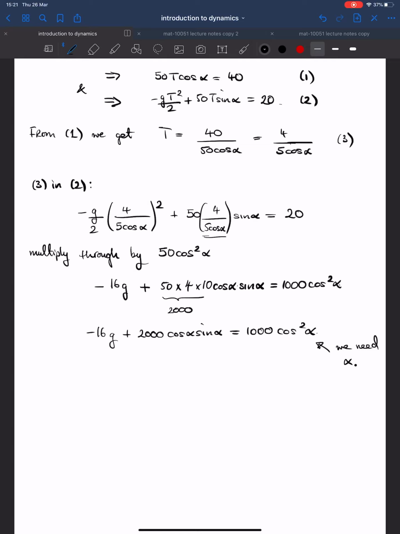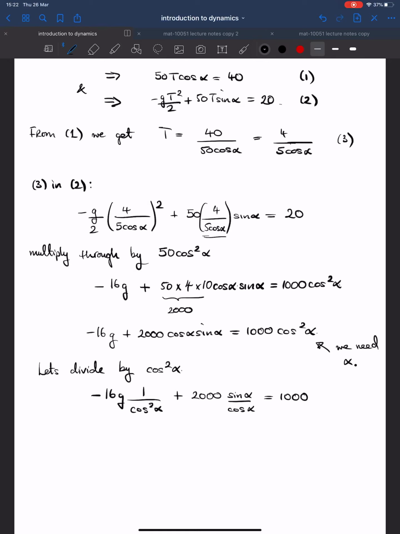Okay, so what I propose is, well, remember this. Let's divide by cos square. Actually, you'll see that we'll return back a few steps. But anyway, we have 16g times 1 over cos square alpha plus 2000. Now I'll have cos alpha sine alpha over cos square alpha, which just gives me this, equals 1000.